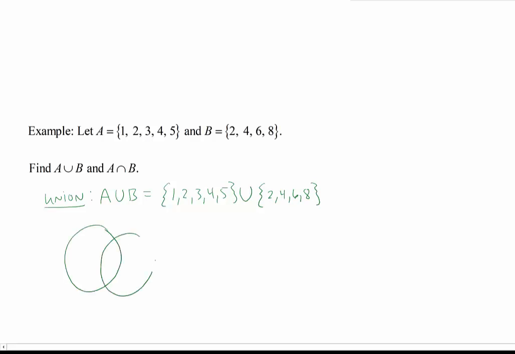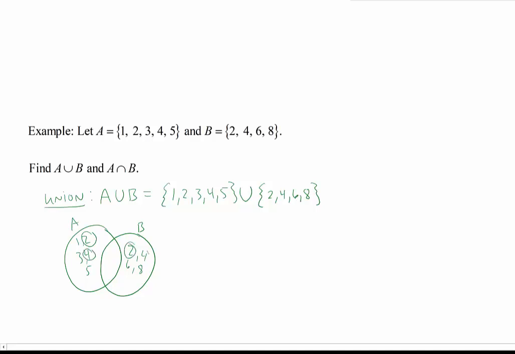Here's A, here's B. What's in A? 1, 2, 3, 4, and 5. What's in B? 2, 4, 6, and 8. So, all right, if we're going to find a union, take everything that's in A, or what's in B, or what's in both. We can see that there are two elements that are in both. That is, 2 is in both, and 4 is in both.